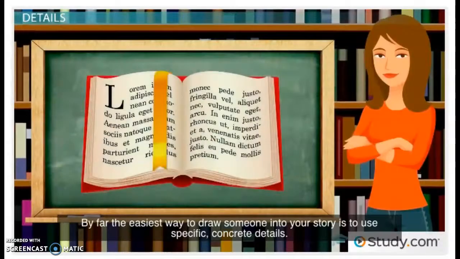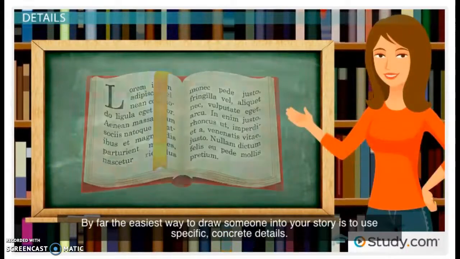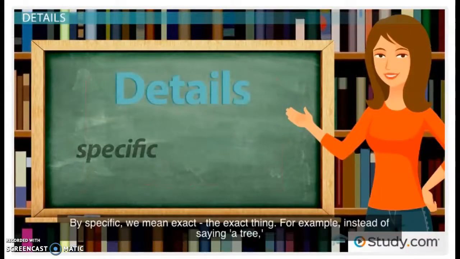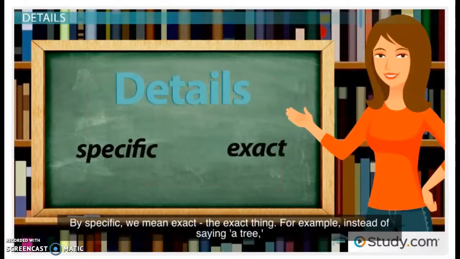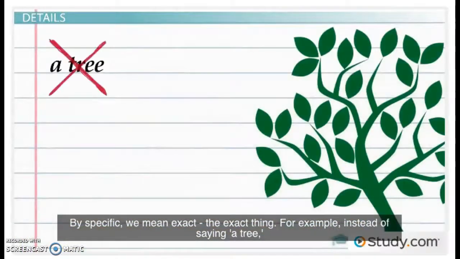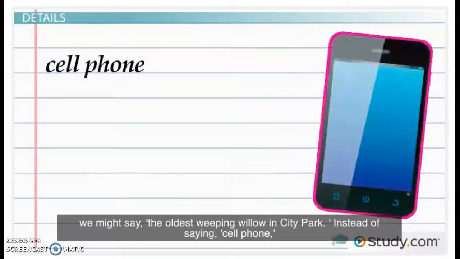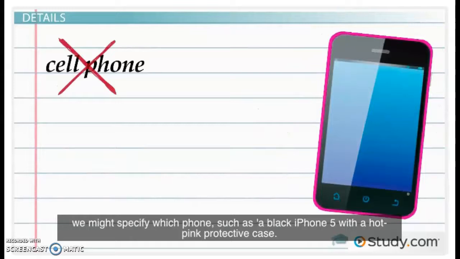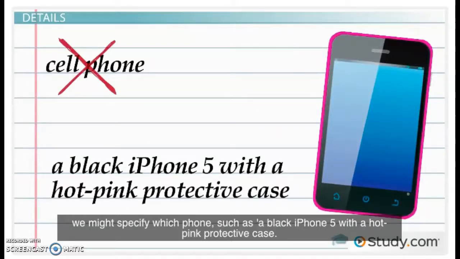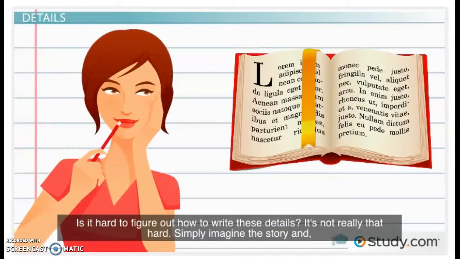By far the easiest way to draw someone into your story is to use specific, concrete details. By specific, we mean exact, the exact thing. For example, instead of saying a tree, we might say the oldest weeping willow in City Park. Instead of saying cell phone, we might specify which phone, such as a black iPhone 5 with a hot pink protective case.